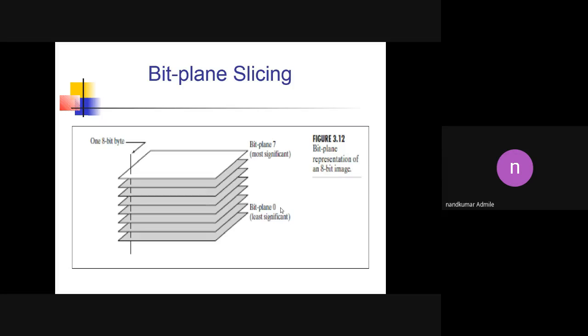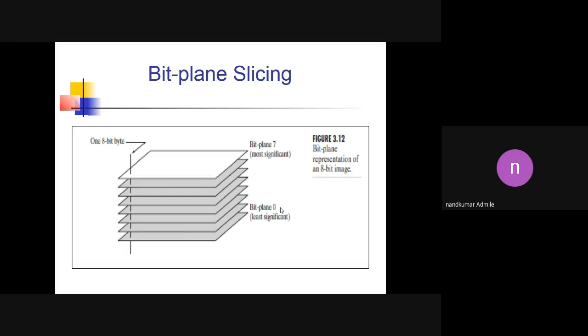And the next thing is bit plane slicing. In bit plane slicing we can consider the individual plane. Now, how to consider the individual plane? If the image is 8-bit, then it consists of 8 different planes. Maybe it consists of plane 0 to plane 7.